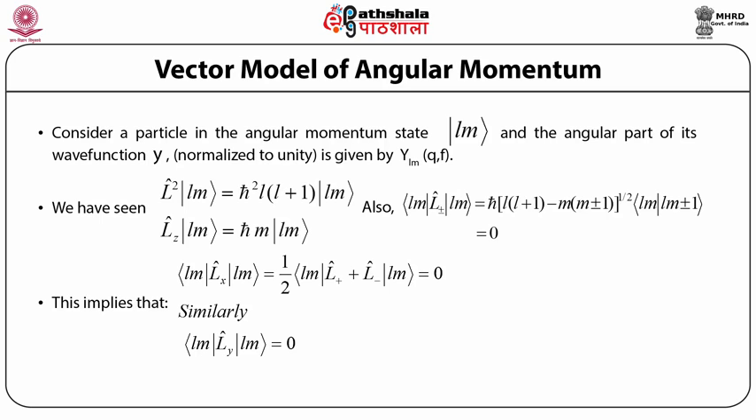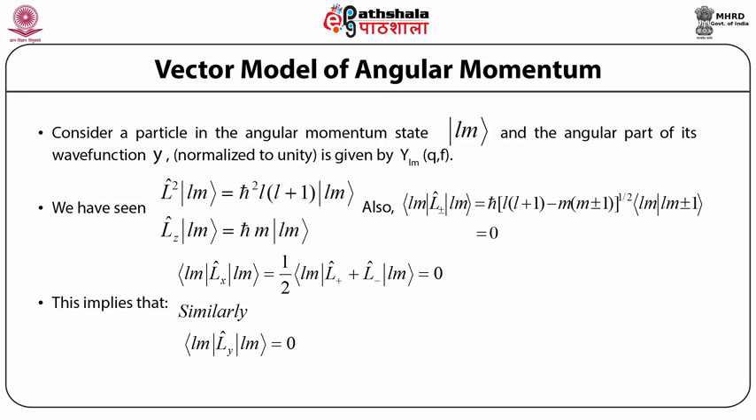Similarly, the expectation value of the ladder operator L minus is given by bra vector Lm, ladder operator L minus acting on ket vector Lm, is equal to h cross times bracket open, L into L plus 1 minus m into m minus 1, bracket close, to the power half times bra vector Lm ket vector Lm minus 1.